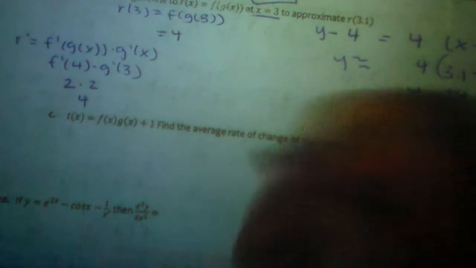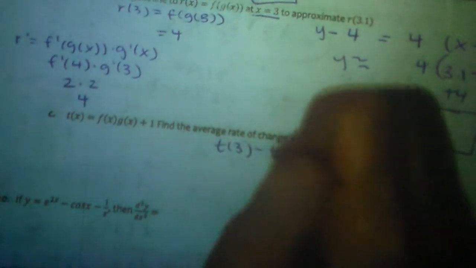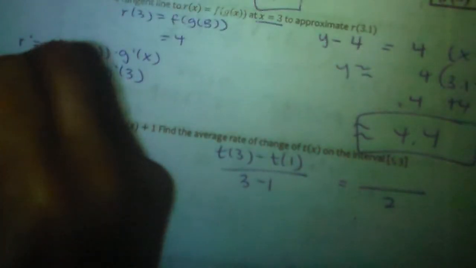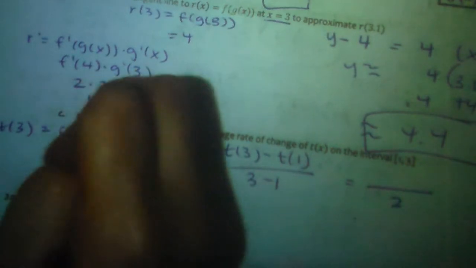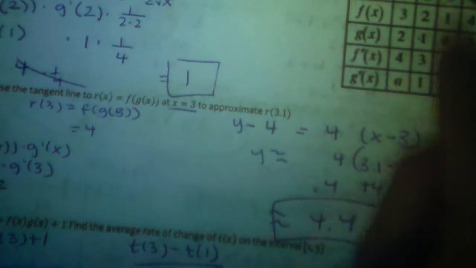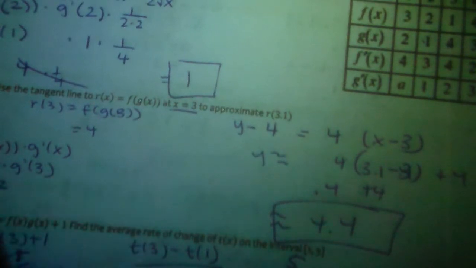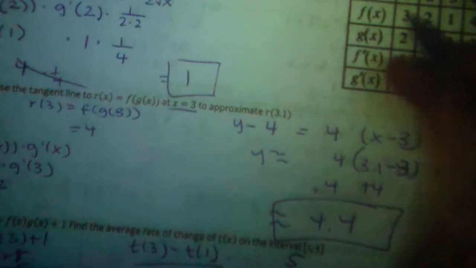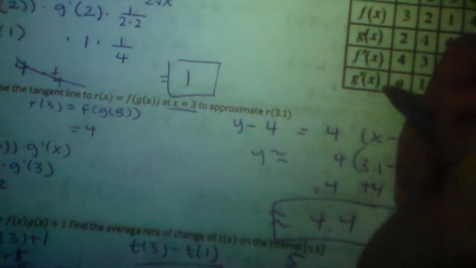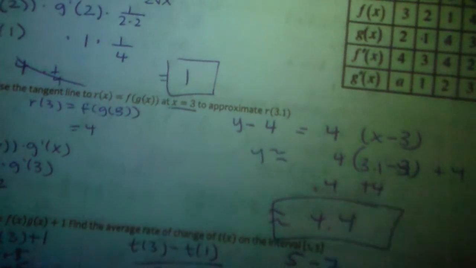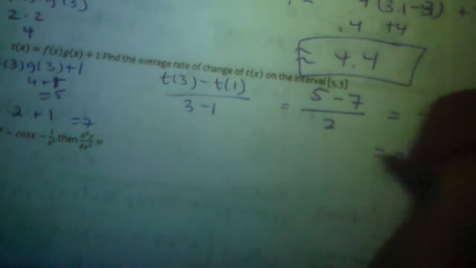Find the average rate of change. So that's going to be t of 3 minus t of 1 over 3 minus 1. So that's over 2. Now I just need to find t of 3, which is f of 3, g of 3 plus 1. F of 3 is 1. G of 3 is 4. Plus 1 is 5. T of 1 is f of 1, which is 3, times g of 1, which is 2, plus 1, so that's 6 plus 1 is 7. So then this is negative 2 over 2, which is negative 1.